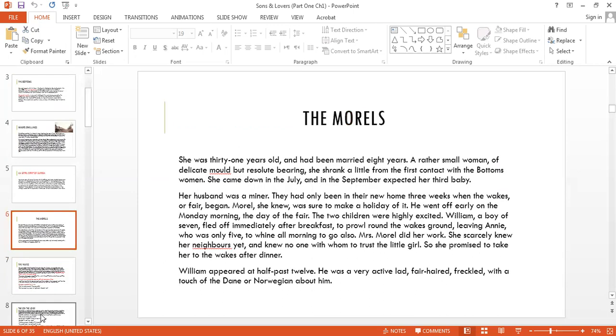So then he moves on from the setting to the characters themselves. We are introduced to Mrs. Morel, Gertrude, the mother, and then we move to the father.